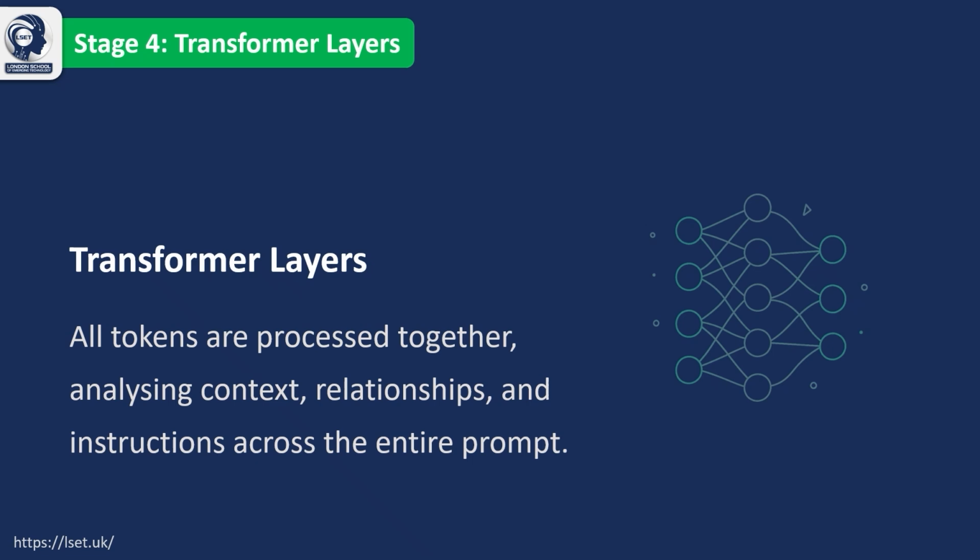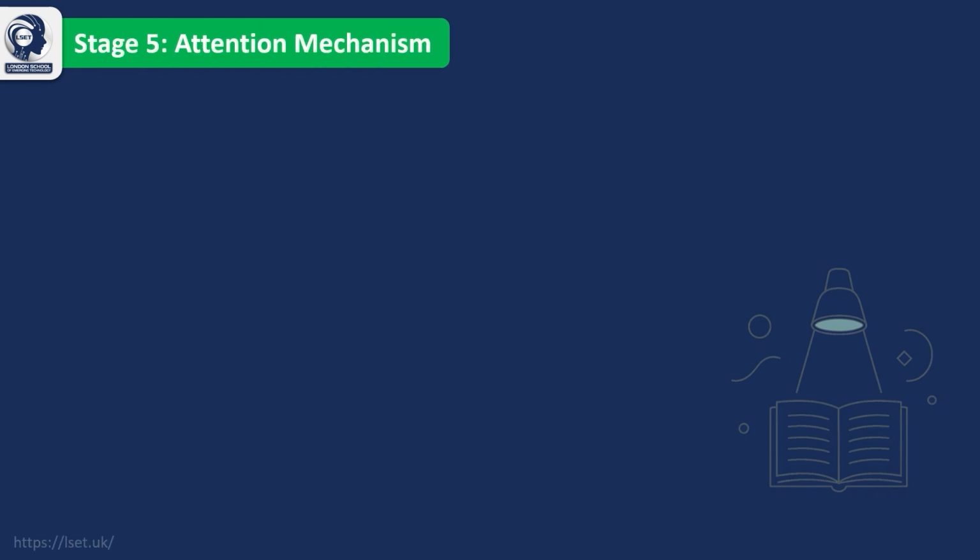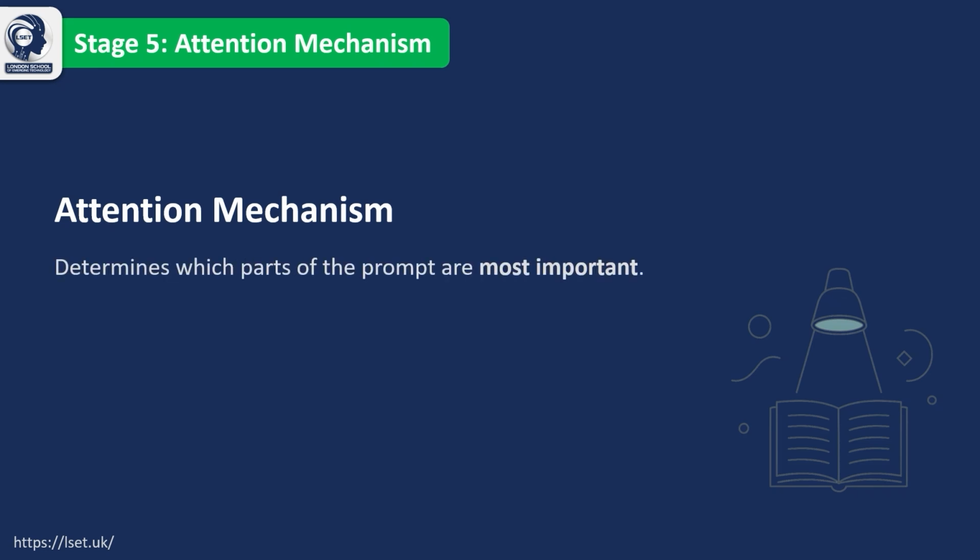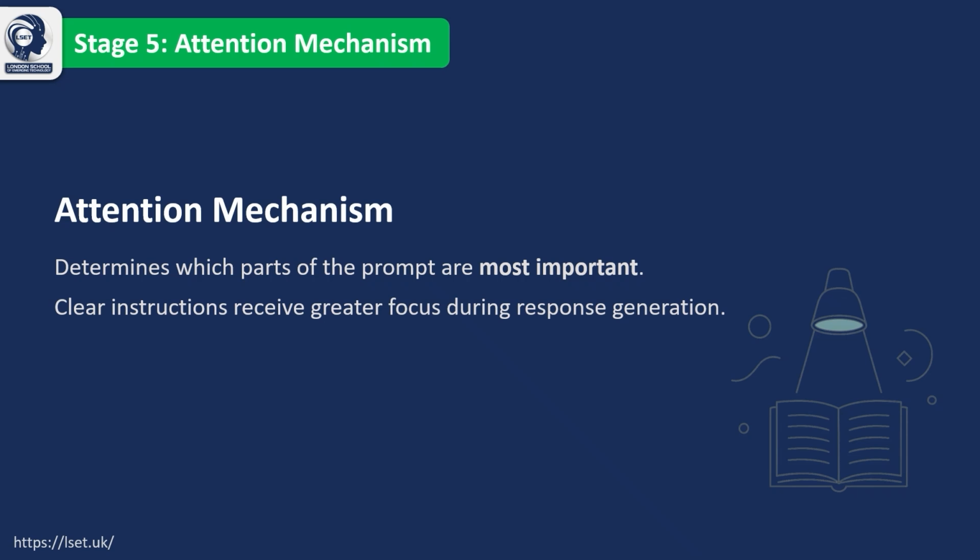This deep contextual understanding enables the AI to generate responses that are accurate, coherent, and relevant to the user's request. The attention mechanism is what makes modern large language models so powerful. Instead of treating every word equally, the model identifies which parts of the prompt are most important for the current task. It gives more focus to key instructions, important keywords, and relevant context, while assigning less attention to less important information. This selective focus helps the AI understand the user's intent and generate responses that are accurate, relevant, and context-aware.